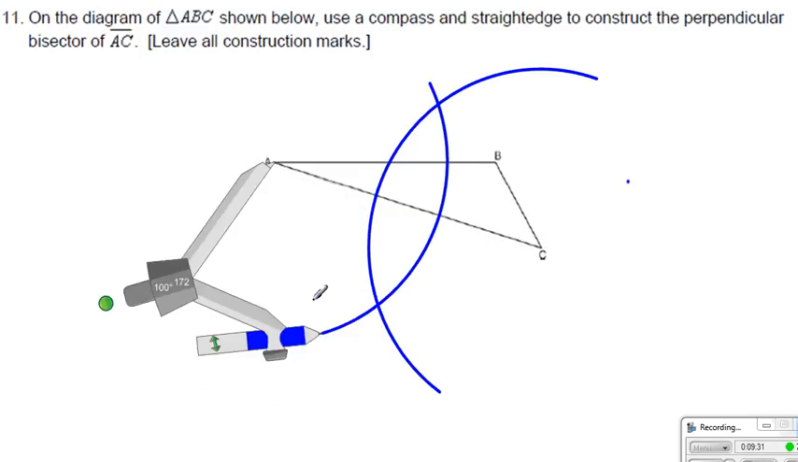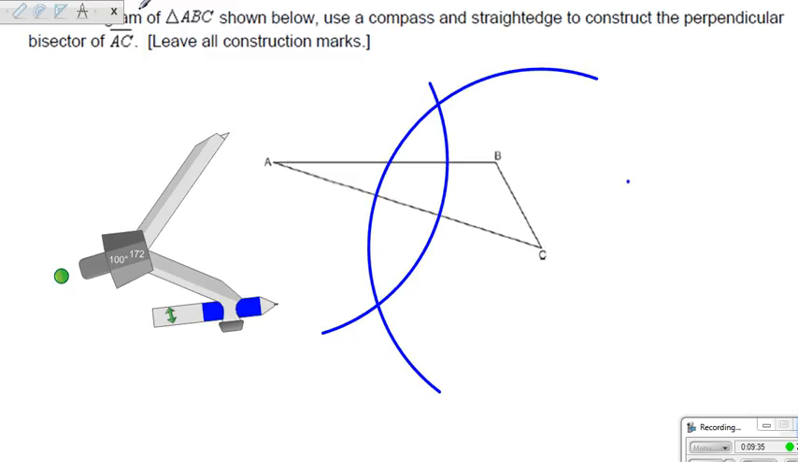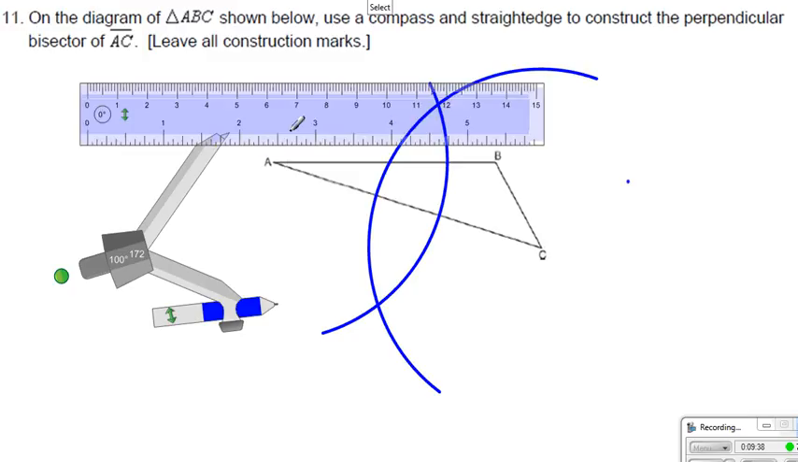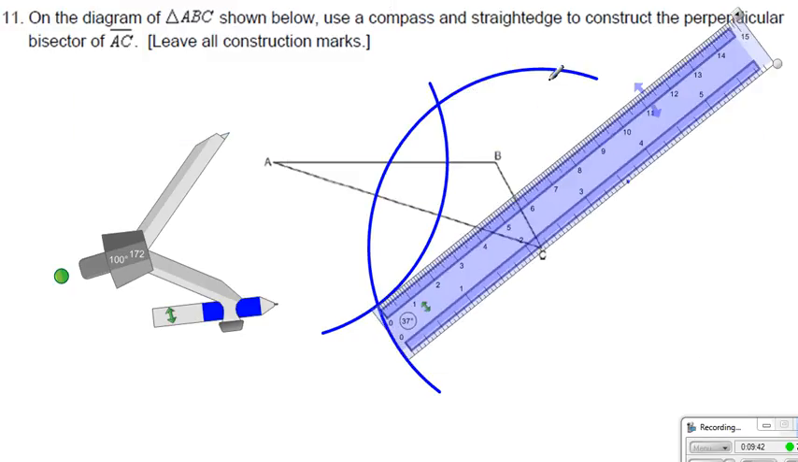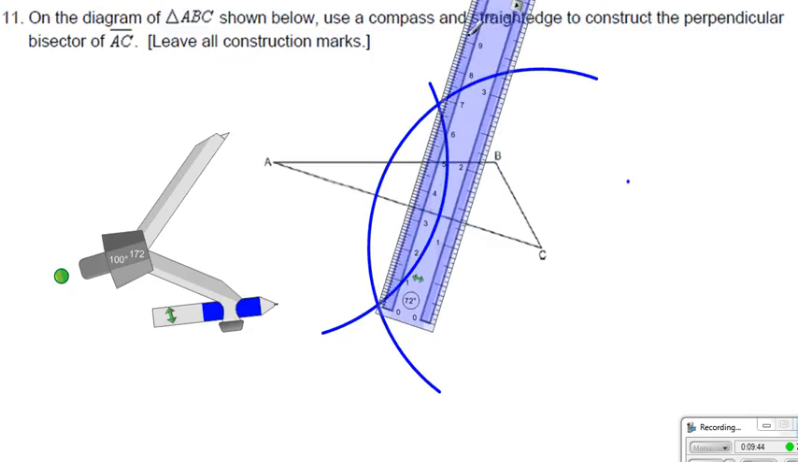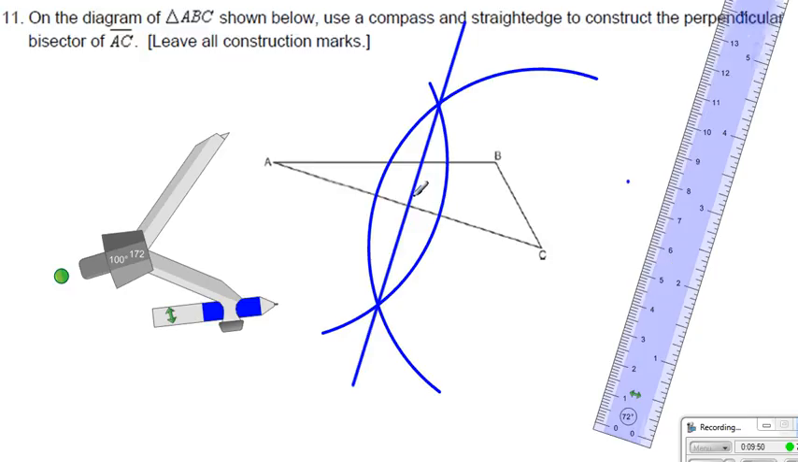And here we have, now with that intersection, using a ruler, and there it goes. We get to have the perpendicular bisector of AC. All right, let us move on to the next question.